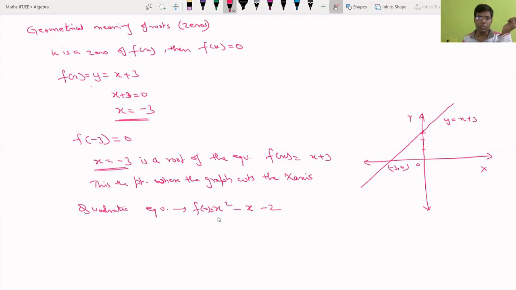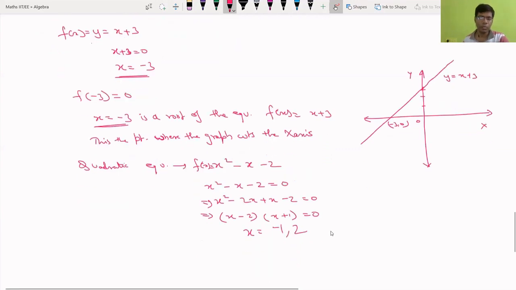If I want to find out the roots of this equation, I basically have to find the points for which this value is equal to 0. So if I write it in the factor form, this will be x square minus 2x plus x minus 2 is equal to 0, which is nothing but x minus 2, x plus 1 is equal to 0. That is x is equal to minus 1, 2. So my roots in that particular case are x is equal to minus 1 and x is equal to 2.